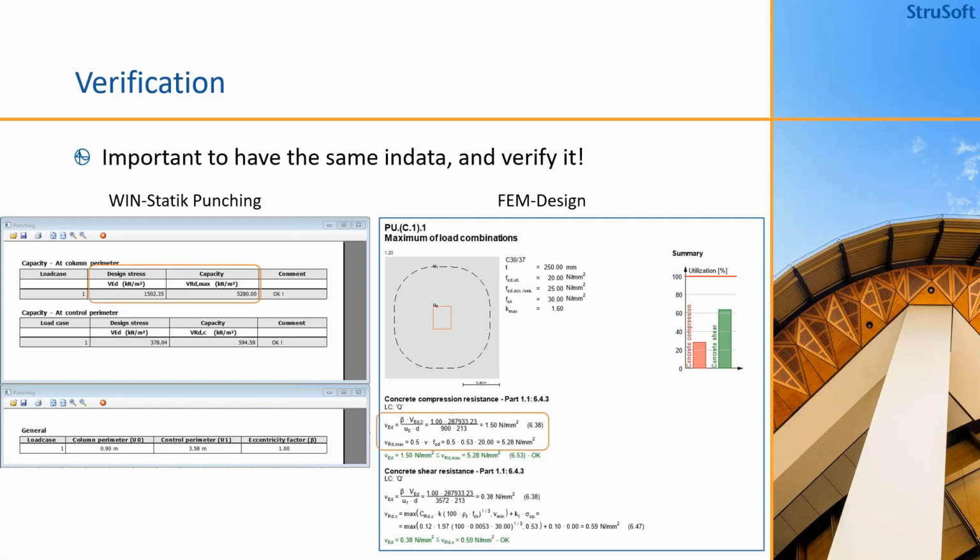And if it's modeled correctly, we can see the design stress and the capacity at the column parameter U0, and that is shown here in FEM design. And then we also verify the control parameter U1, or the punching cone here, and that is shown out here in FEM design.